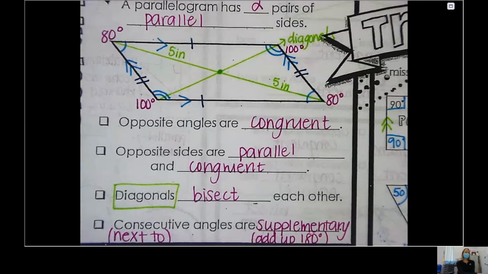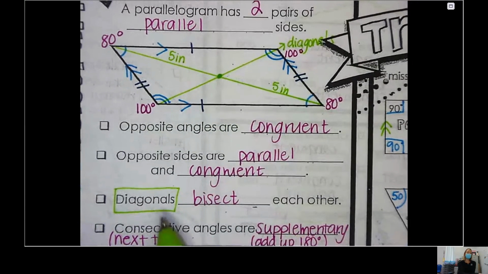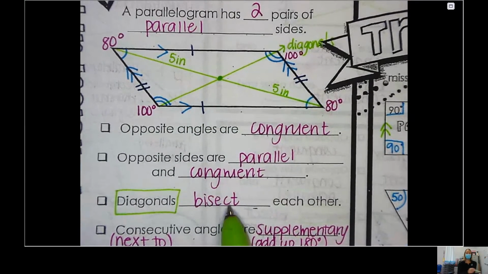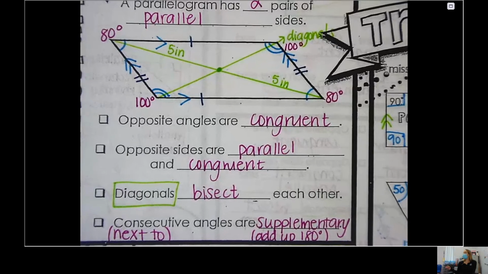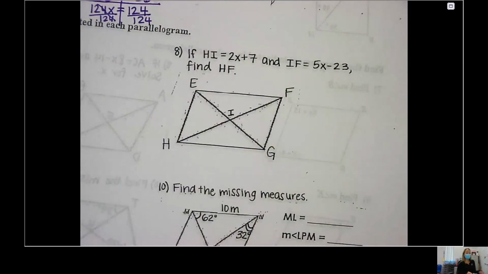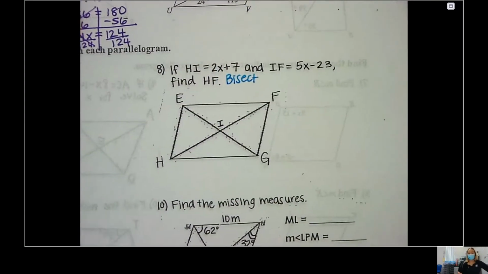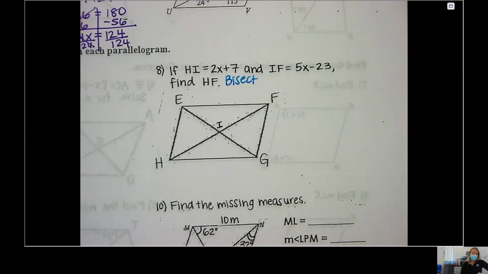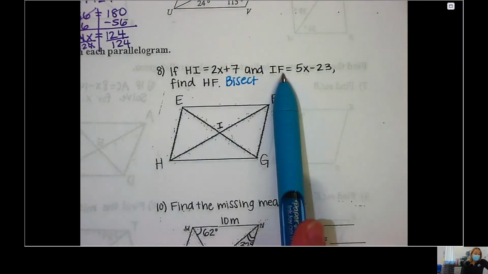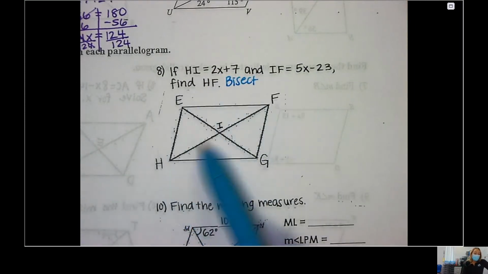Diagonals. Very good. So the x's are diagonals and they bisect each other. What does bisect mean? Cut in half. So what I'm going to do is write the word bisect, because I want to remember that they cut each other in half. Okay, so I've given you some equations for the side lengths. I ask you to find the whole length HF.